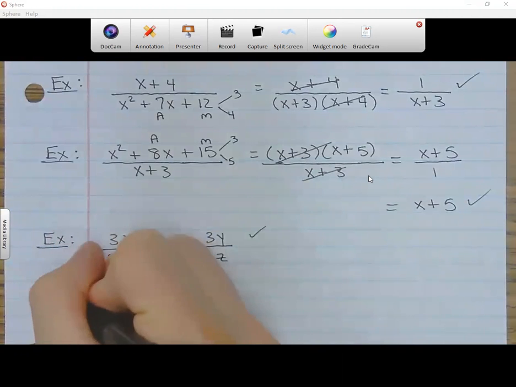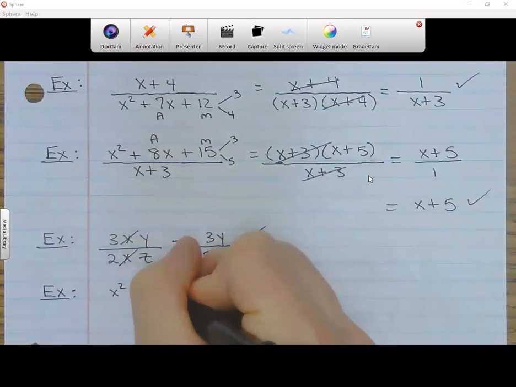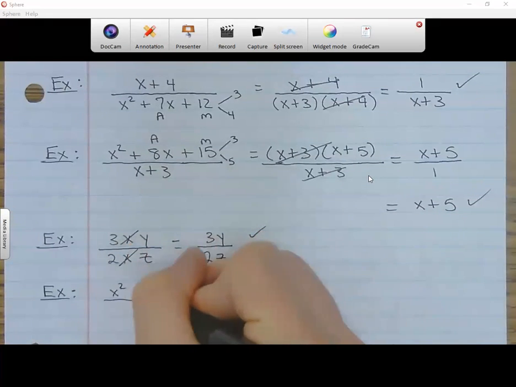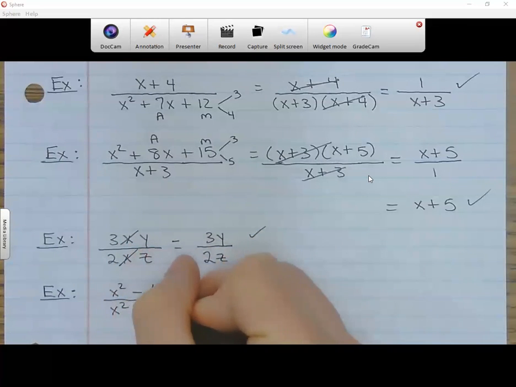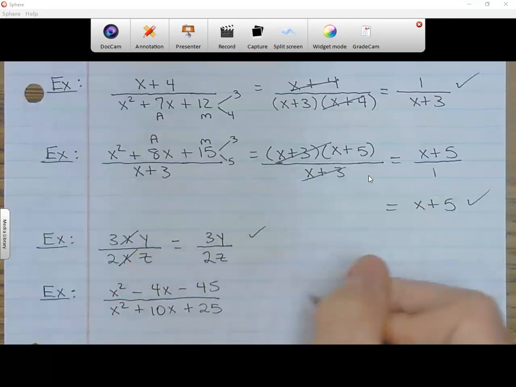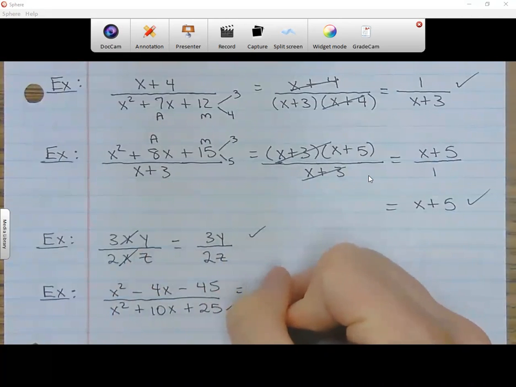All right, let's do the last one on the notes. Okay, so I have something on top. I have something on the bottom. All right, let's see if we can factor these. So the easiest one to start with is on the bottom. Can I multiply to 25? Yes, I can. I've got to have a 5 and a 5, right?